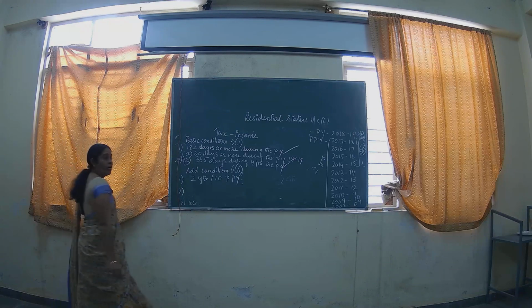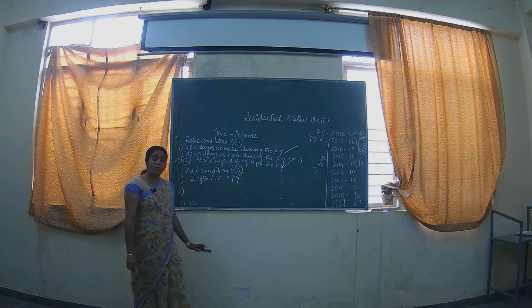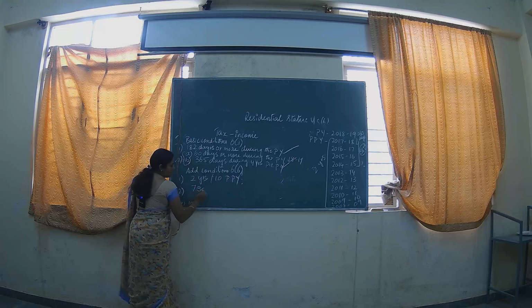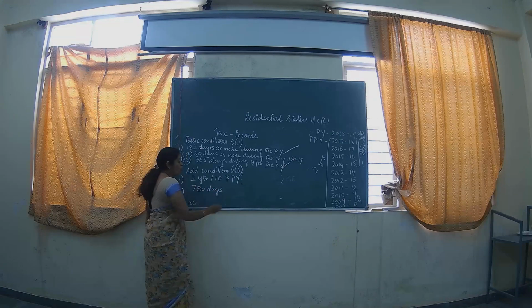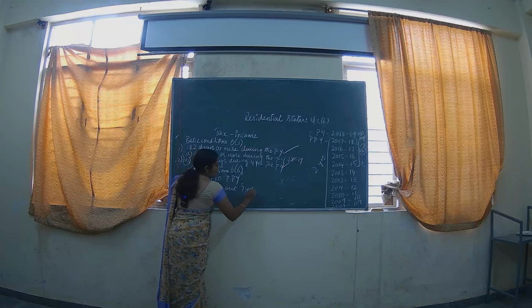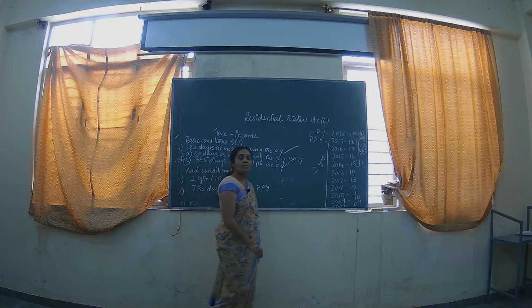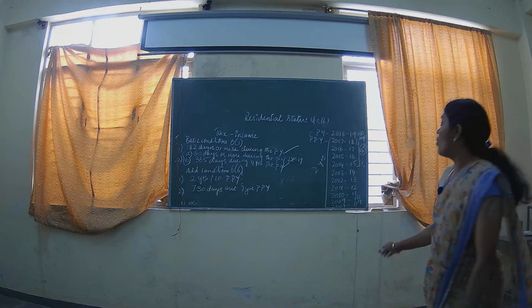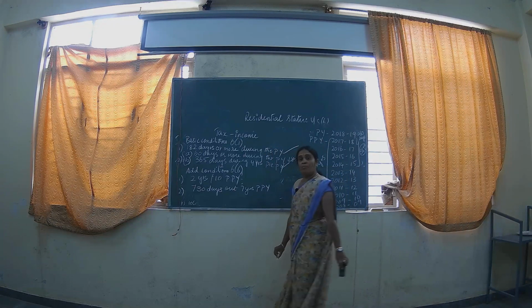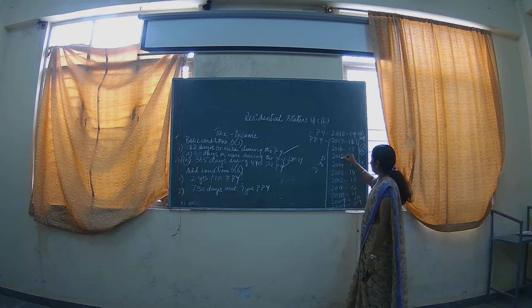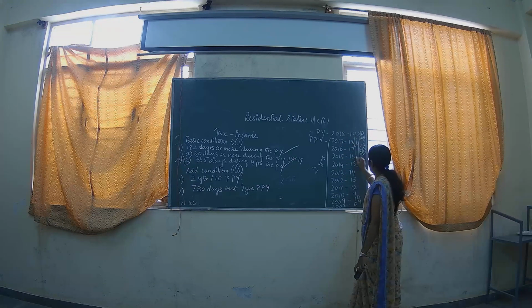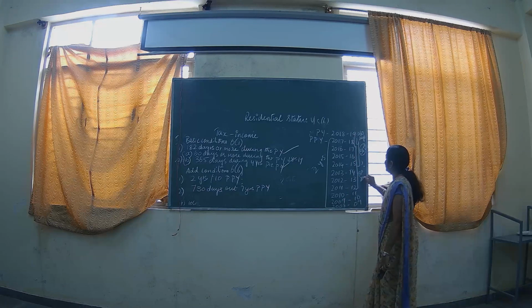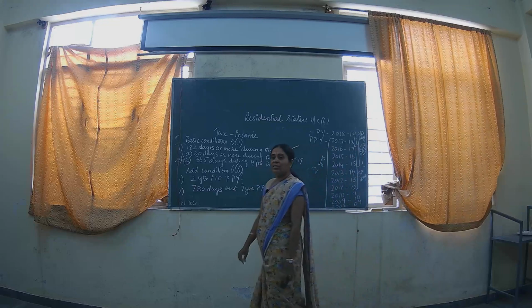Now, the second additional condition says he should be in India for a period of not less than 730 days out of the 7 years preceding the previous year. Leave the previous year: 1, 2, 3, 4, 5, 6, 7. For how many days should he be in India? 730 days. These are the basic conditions and additional conditions.